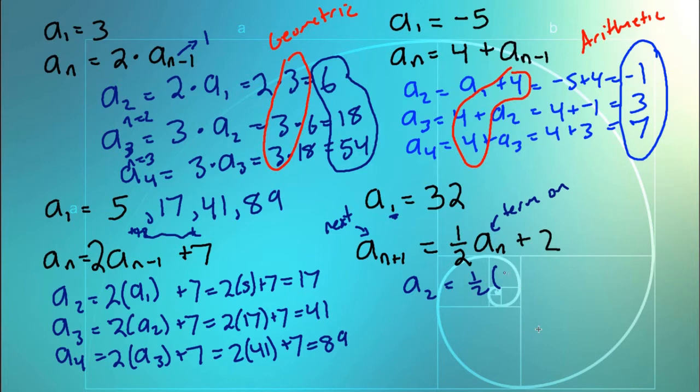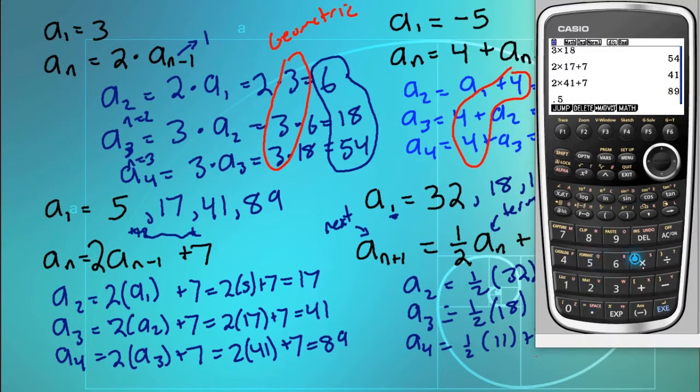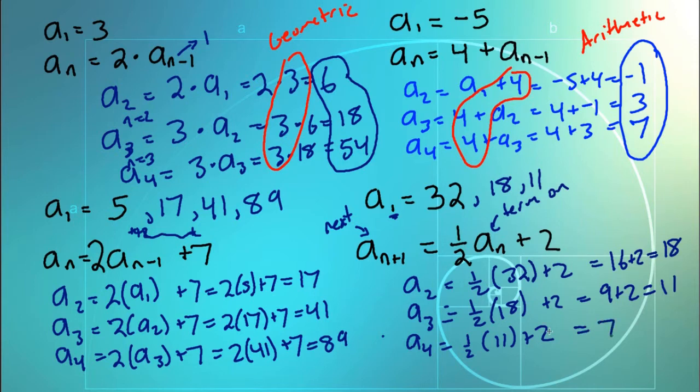So 32 plus 2. So that's going to be 16 plus 2, which is 18. So that would be the next term, 18. A3, a half, the previous term, 18 plus 2. Okay, so that's 9 plus 2, which is 11. So the next term's 11. The fourth term would be a half of the previous term, 11 plus 2. So a half of 11 plus 2, was it? 7.5.